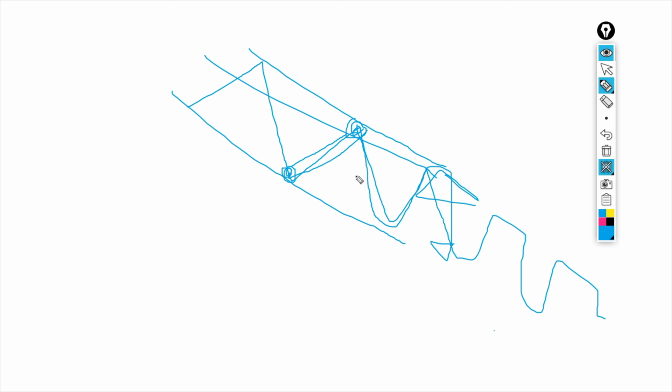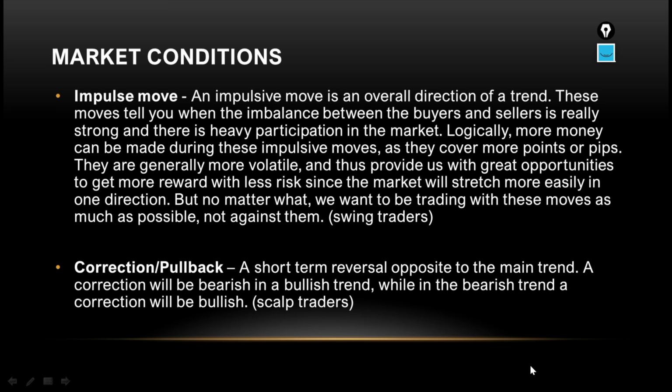So it's important for you guys to know that this is for scalping. Corrections are for scalping traders. All right, so let's go back to the lesson. So we're done with this first page. Let me illustrate this in the market.